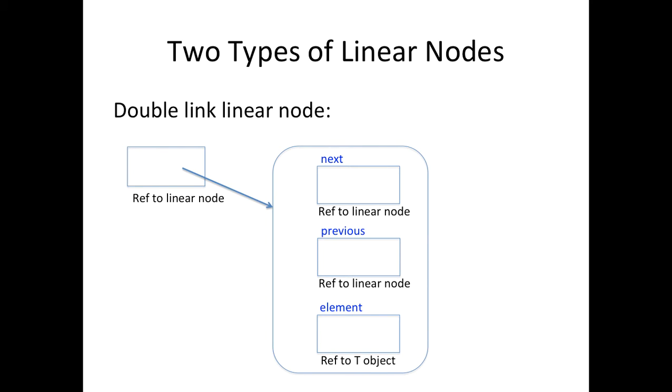There is also a double link linear node, and in this case it looks pretty much the same except that we have this extra reference in here. So we've got next to refer to the next thing in the list, and we've got a previous to refer to the previous thing in the list. And of course we still have our reference to our element that is our generic object.